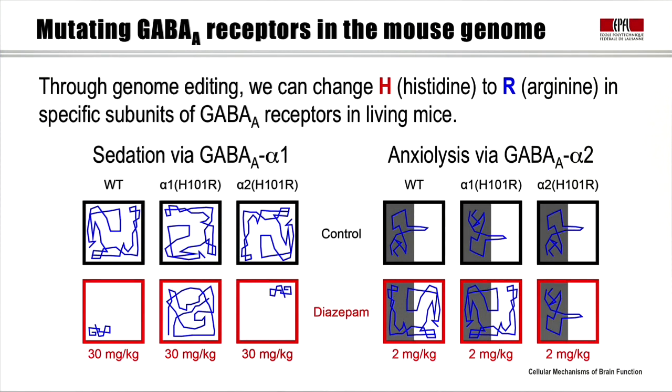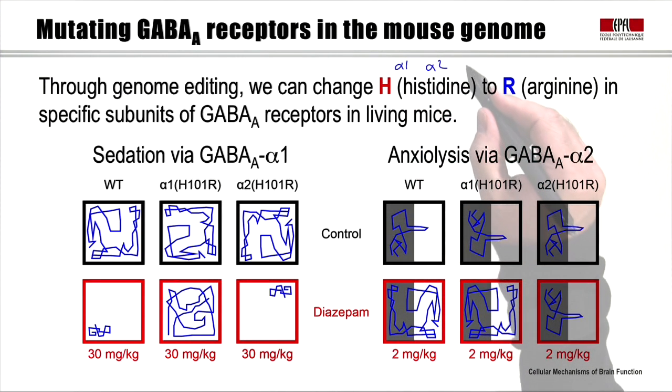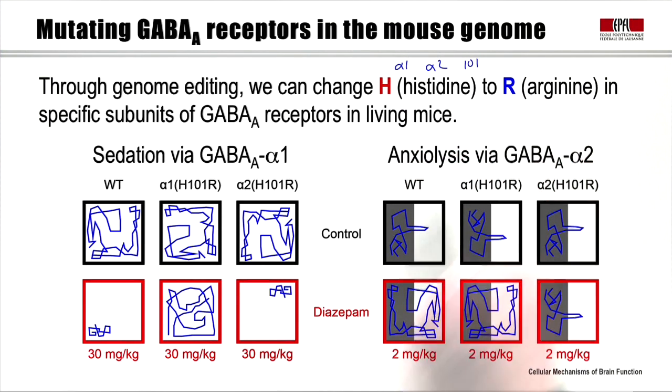So in the mouse genome, we can also go and make exactly the same mutations to the GABA A receptors. We can change the alpha 1 or the alpha 2 subunits. We can take that histidine at position 101 and change it to an arginine, and then we'll make GABA receptors for these specific subunits that are insensitive to diazepam. And what's good about doing this at the genome level in mice is that we can then see what the behavioral effects are of applying the drug, the benzodiazepine, to an animal in terms of the behavioral change that diazepam makes. And we're interested in two different effects of the benzodiazepines.